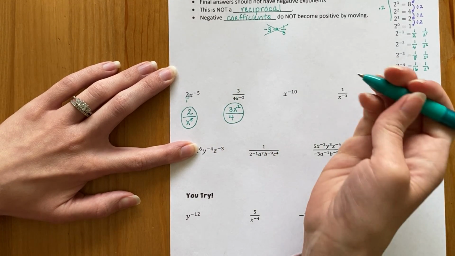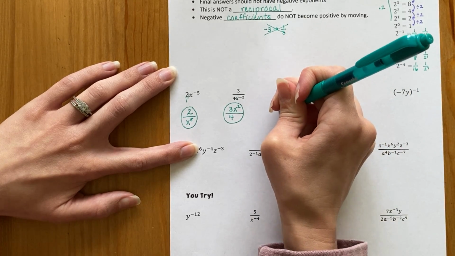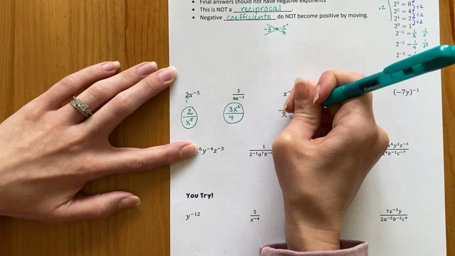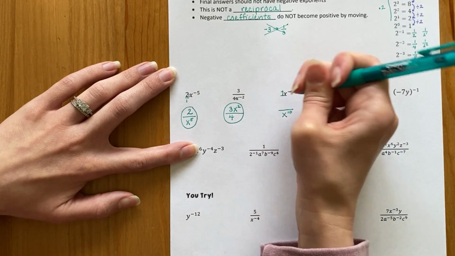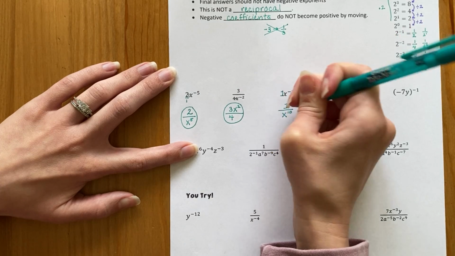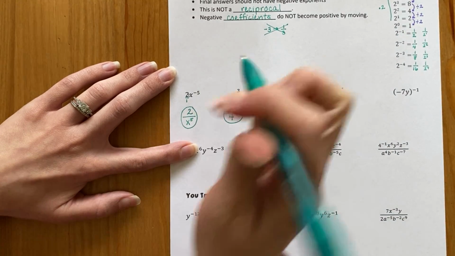All right, similar here. Now I know that this x to the -10 is going to have to move to the bottom. But when I create a bottom, I no longer have a top. This is where that imaginary coefficient of 1 comes into play. I do have to include that in my problem as a placeholder because I have nothing else in that numerator.